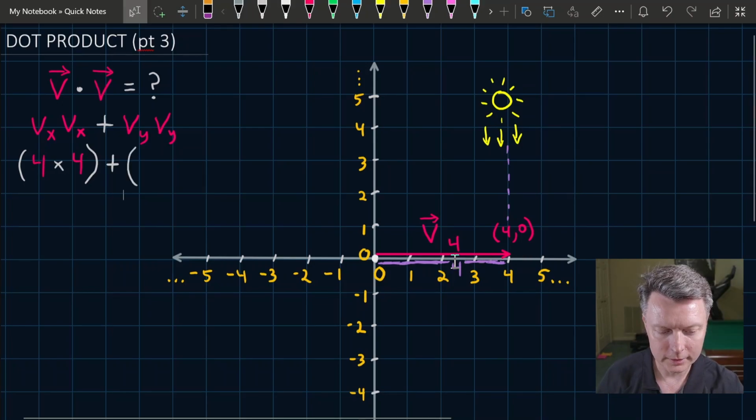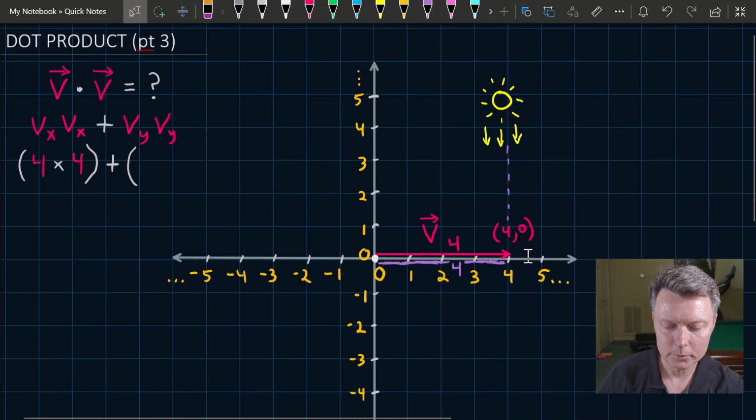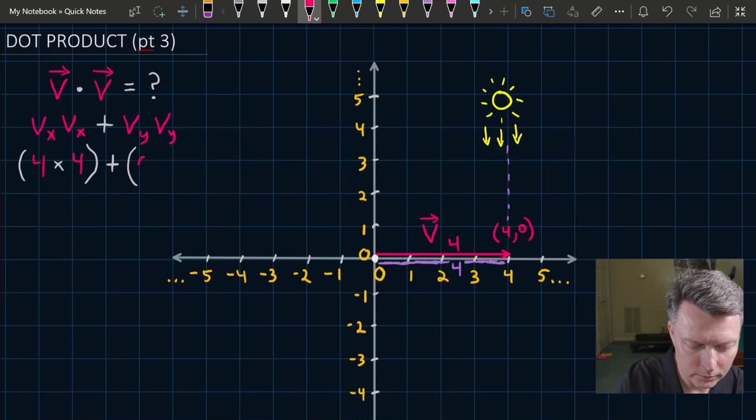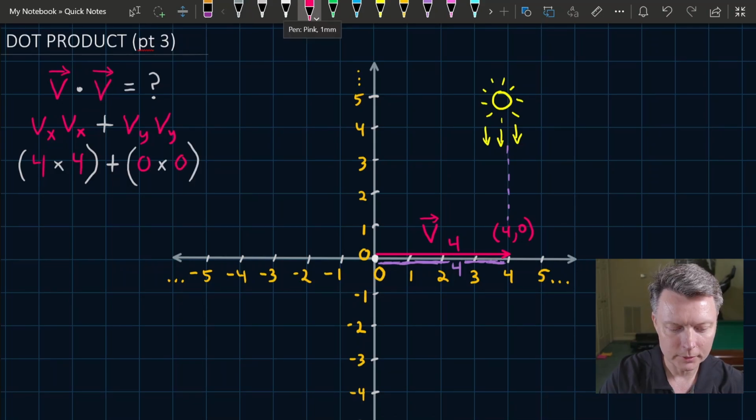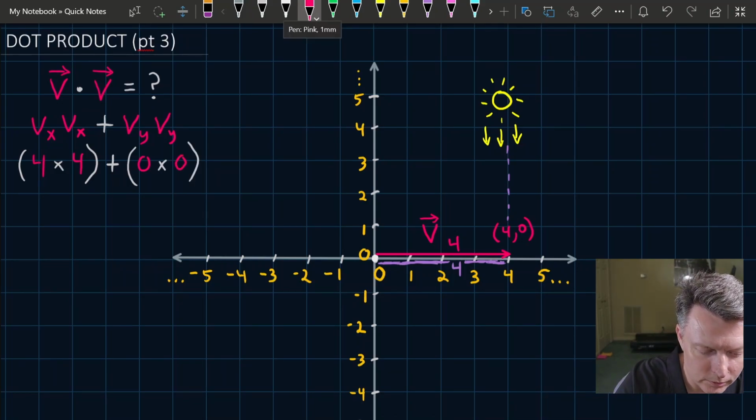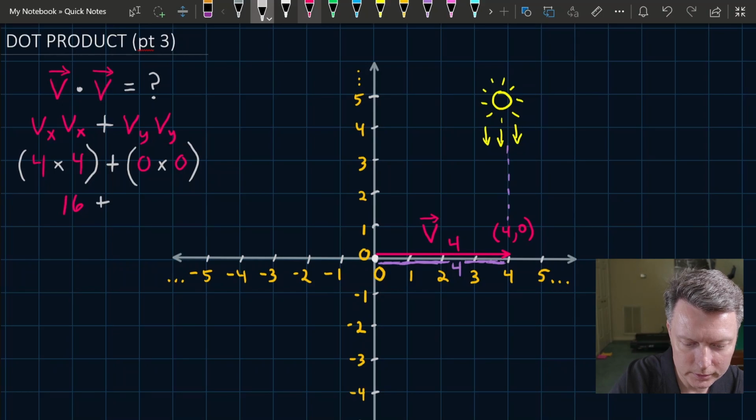Plus, now let's take a look at the y component of vector v, and over here we see that the y component is 0, because it's lying flat in the x direction. So I'll write 0 times 0 again. Now we can just simplify. So 4 times 4 is 16, plus 0 times 0 is 0. And that equals an answer of 16.